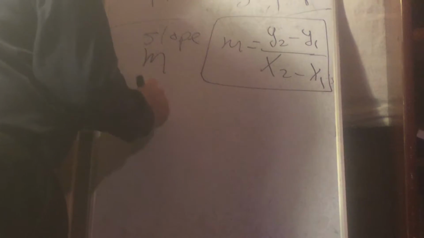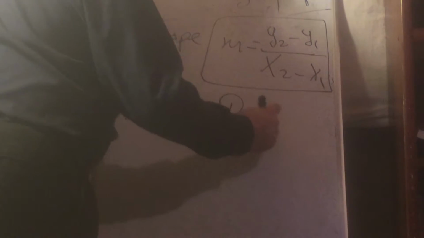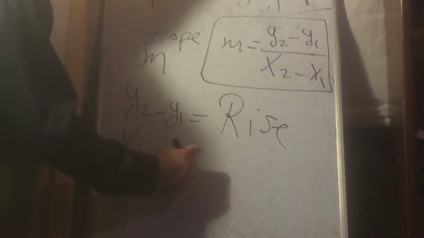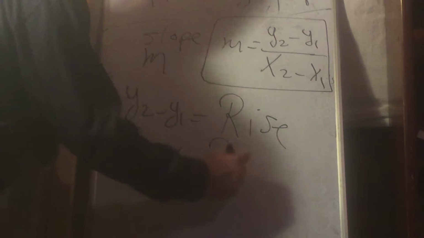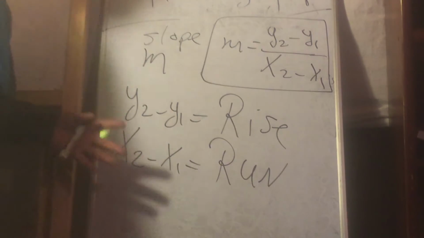Okay, this is the rise. Y2 minus y1 is the rise, and x2 minus x1 is what? Is the run. Okay, now what does that mean? What do we do with that?